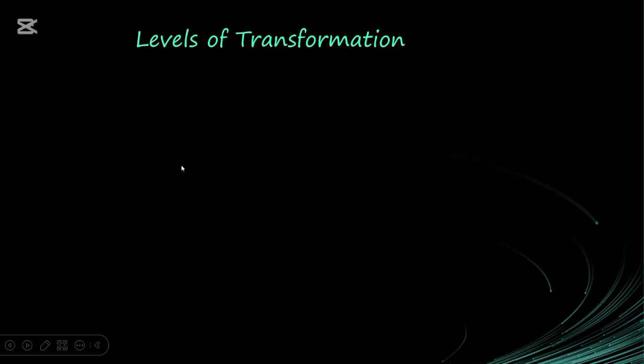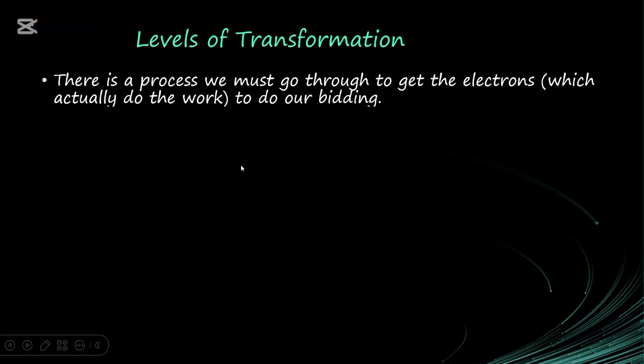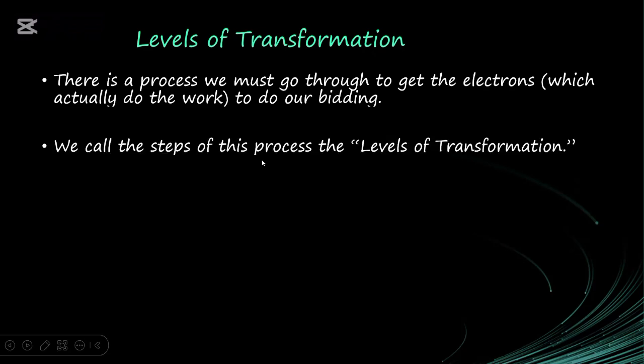Now the thing is, there is a process we must go through to get electrons to actually do this job for us. You want your computer to do a job for you, but you speak English, or German, or any language at all. That is not what the computer understands. So there should be a process from that natural language down to electrons. We call the steps of this process the levels of transformation.